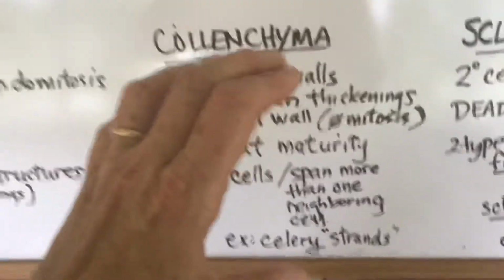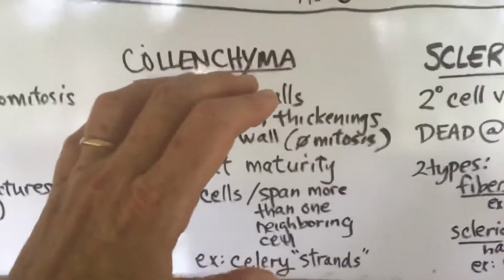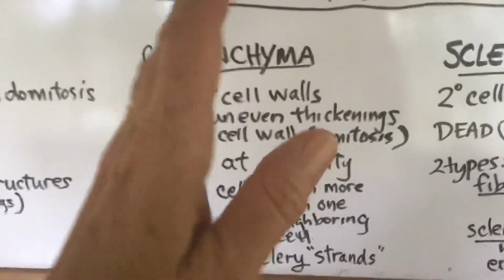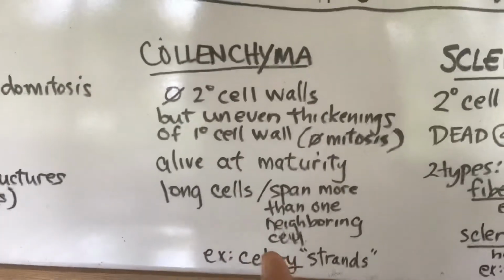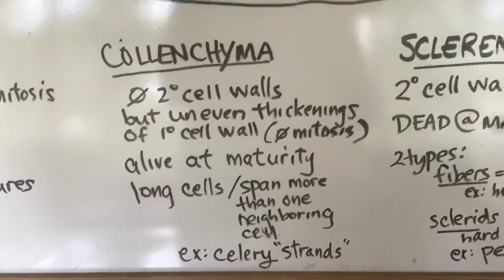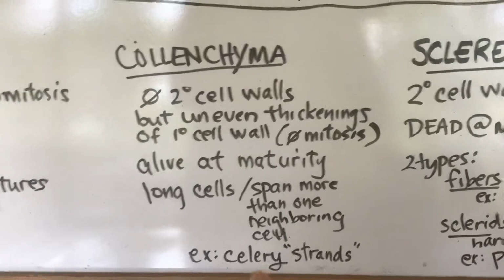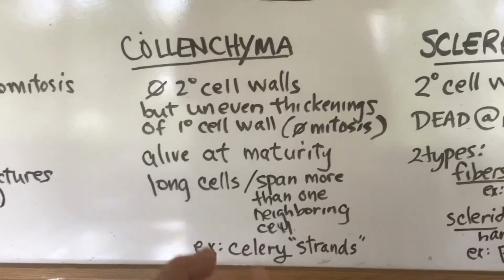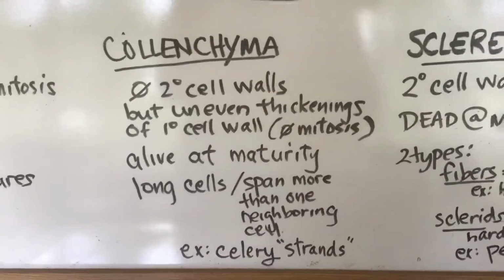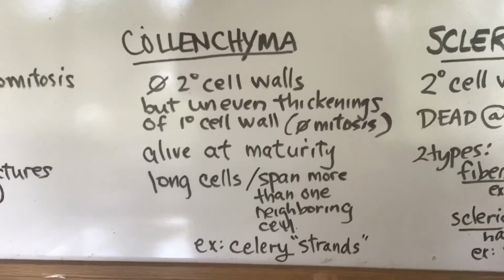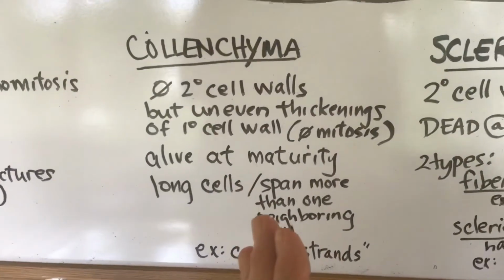So for example, they'll be on the outside of a vein of a plant to support that vein so it doesn't get broken. An example that you probably know are the strands that you find in celery. So you know when you bite into celery and those big long strands that come off, those celery strands are these collenchyma cells, all right?